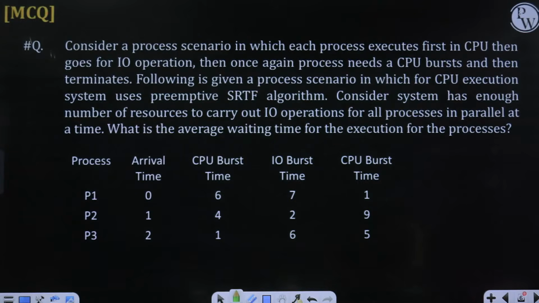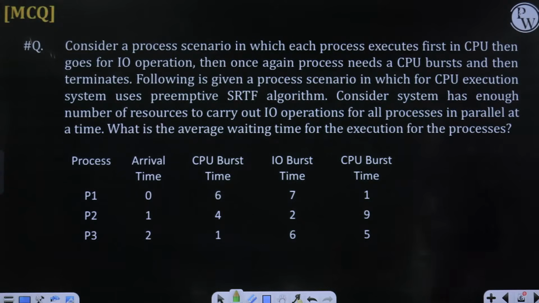Didn't get what? You did not get. Oh, where you don't want to include this IO burst time? Where you don't want to include the IO burst time? Okay, this one you solve.